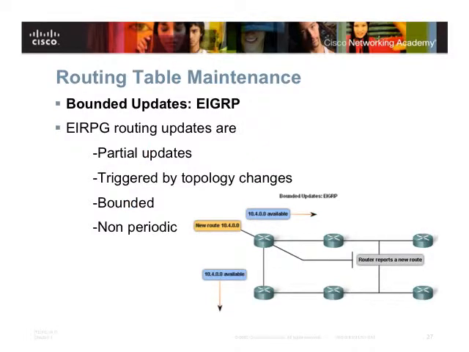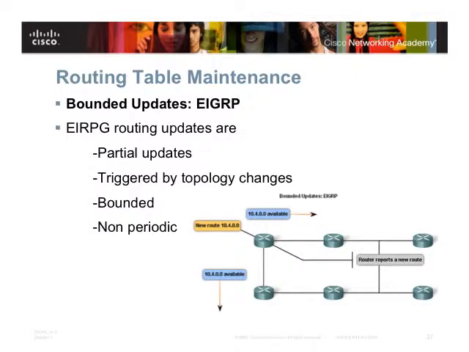What does each of these mean? Let's talk about triggered updates first. Triggered updates means that it's not periodic. When a network topology change happens, then you send the update right away. You don't have to wait for 30 seconds to expire until you send. So that's unlike RIP. It sends triggered updates when there is a network change.